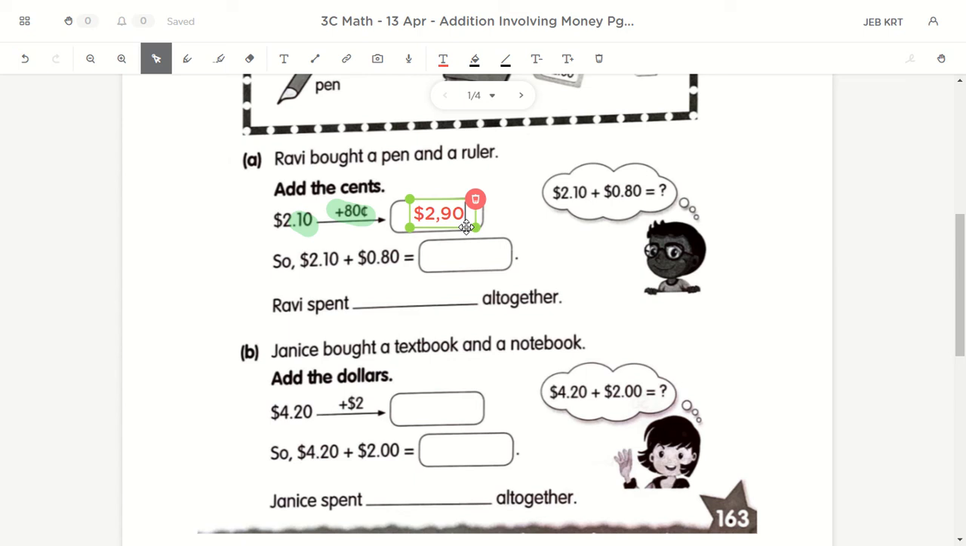Okay, so it's the same answer over at the bottom as well. So this is quite straightforward. Just let me get all the answers down. Right. So it's quite straightforward. Why? Because you only have to add 80 cents to the 10 cents. So 80 cents plus 10 cents will give you 90 cents. So still within the dollar. So it's $2.90, $2.90 and $2.90.